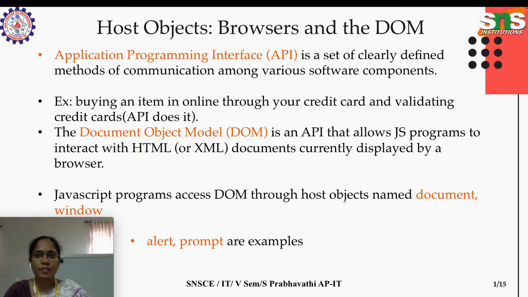So this is exactly an example for API. API is nothing but a way of communicating between different software components, and of course DOM is one such API that we are going to see in today's topic. So DOM is expanded as document object model, okay. It's an API. So what is the purpose of DOM? It allows JavaScript programs to interact with our HTML or XHTML documents, okay.